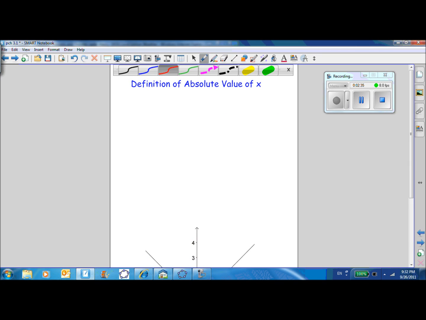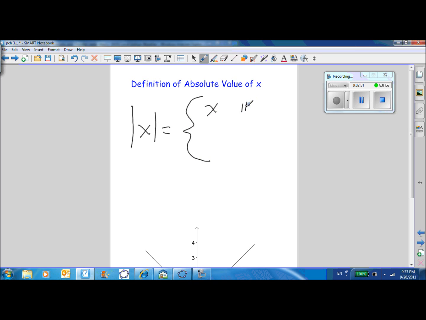Definition of absolute value of x. It's a sophisticated two-part definition. The absolute value of x is equal to two parts: x if x is greater than or equal to 0, or it's equal to the opposite of x if x is less than 0. So it's a piecewise definition.